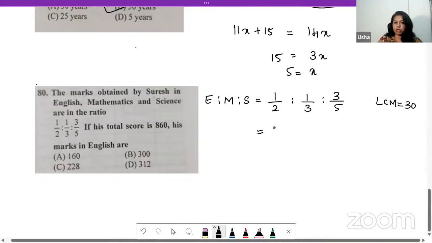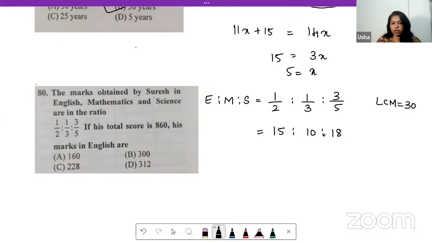1 by 2 into 30 gives you 15. 1 by 3 into 30 gives 10. 3 by 5 into 30: 5 sixes are 30 and 6 threes are 18. This is the ratio. In this ratio, if you can cancel any common factor, you can cancel. If you're cancelling any common factor, all three numbers should have that common factor. Here, further cancellation is not possible.